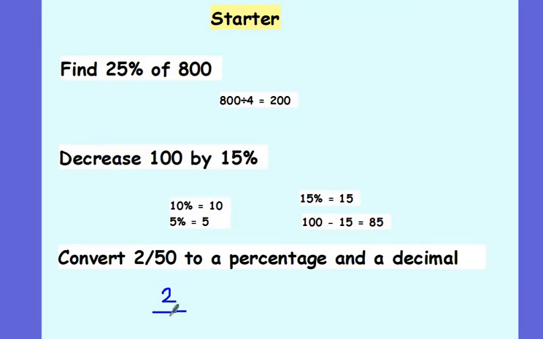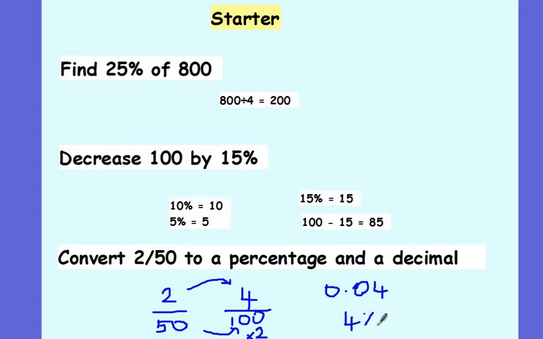And finally, I've been asked to convert 2 over 50 to a percentage and a decimal. So I want to turn this fraction into a fraction where the denominator is 100. So I've multiplied 50 by 2. Whatever I do to the bottom, I need to do the same to the top. 2 times 2 gives me 4. So 2 over 50 is the same as 4 hundredths, which if we wrote that using a place value table would be 0.04. And as a percentage, multiply that by 100. We're looking at 4%.